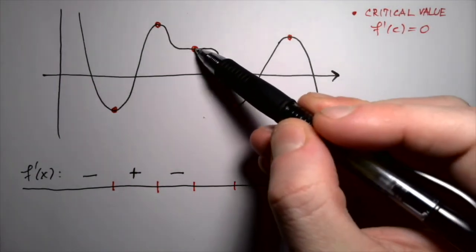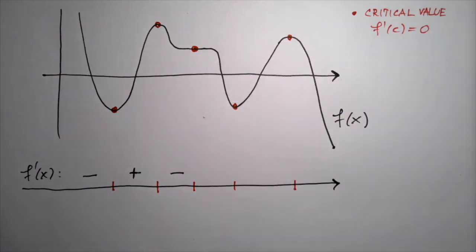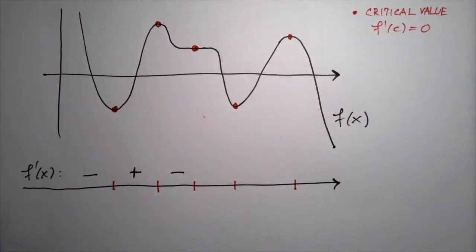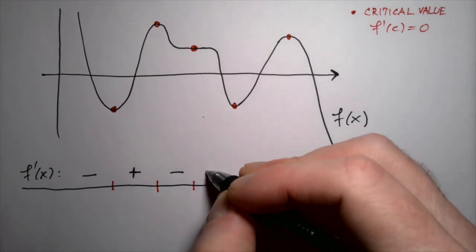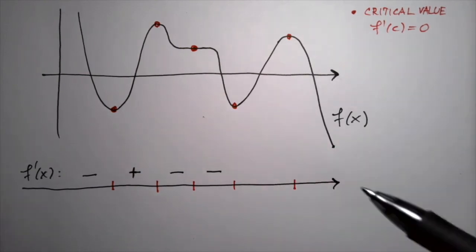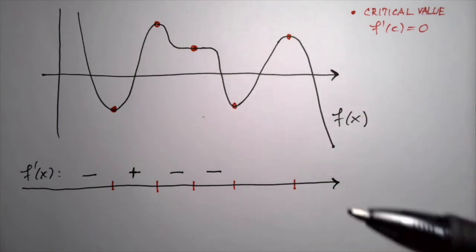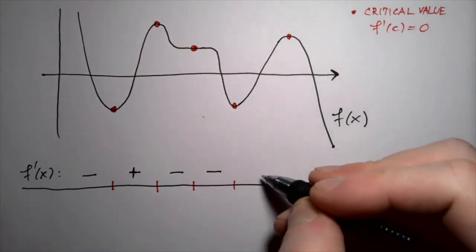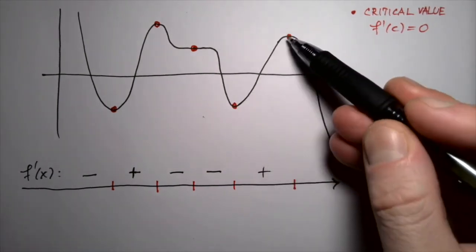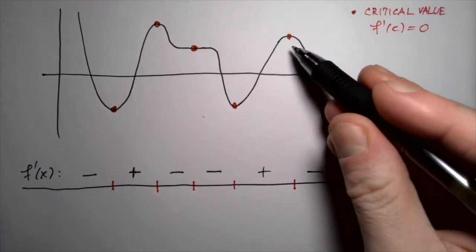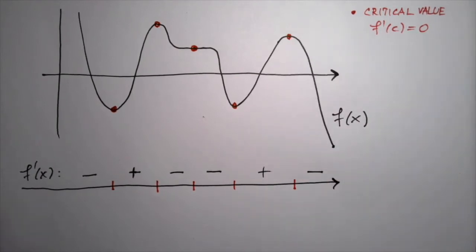But now check out this critical value. That's not a local max or a min. That's kind of a funny critical value where you just flatten out for a second and then continue to decrease. So here the first derivative is still negative, corresponding to this region of the graph, decreasing. Here we're positive, corresponding to this increase, and then finally the rest of the graph after the last critical value has a negative first derivative.